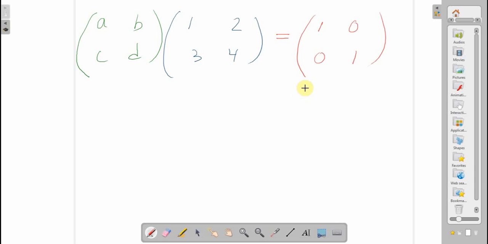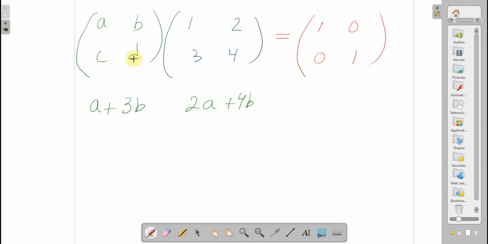And then again, we can do the same thing, multiply these two arrays, and for the sake of practice, let me do it again for you. So we're going to grab the first row and first column. So we have A plus 3B, and then we go first row, second column. So we got 2A and 4B.